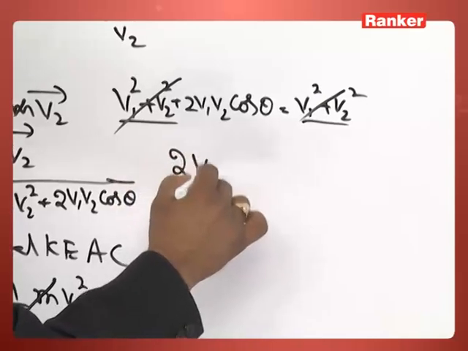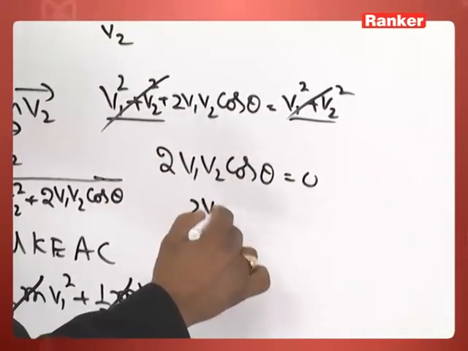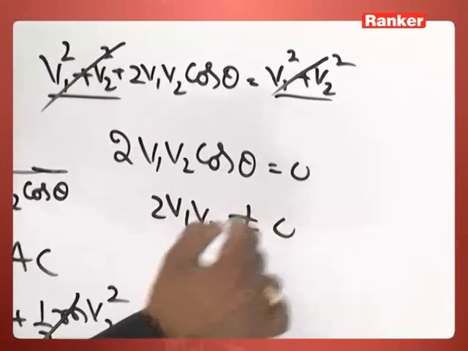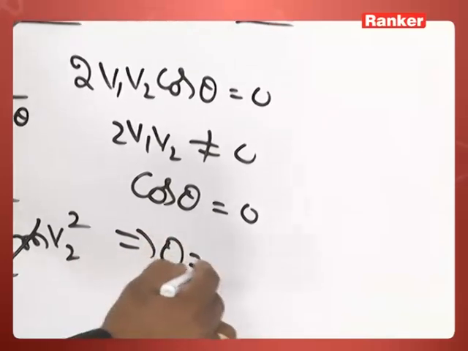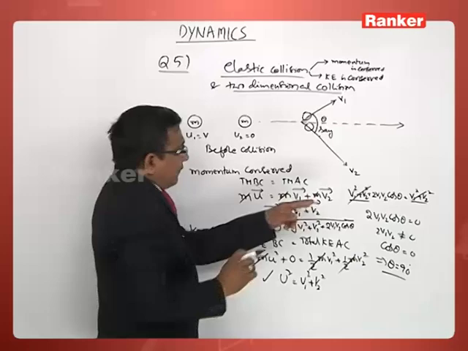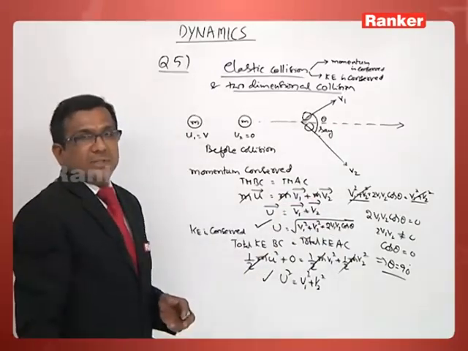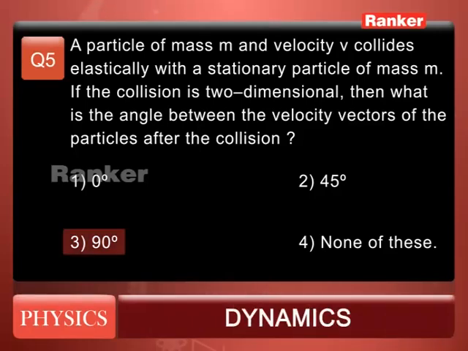So v1 square plus v2 square gets cancelled on both sides. You get 2 v1 v2 cos theta equal to 0. As 2 v1 v2 cannot be 0, cos theta is 0. That implies theta is 90 degrees. Therefore, these two fly off at an angle of 90 degrees with each other. That you have to remember. So option 3, the correct answer is 90 degrees.